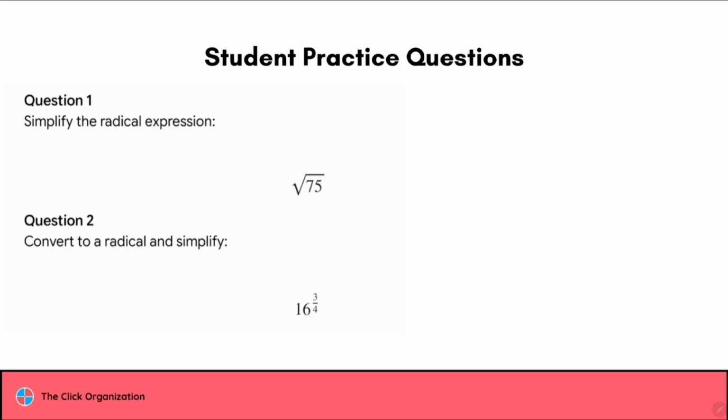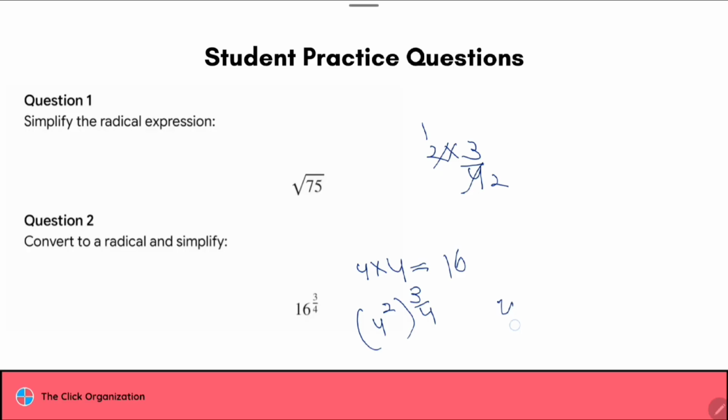Convert to a radical and simplify. A very simple and easy way on how to do this question is, we know that 16 is basically 4 times 4, right? So this can be written as 4 to the power 2, whole squared, times 3 to the power 4. Now, you can make 3 to the power 4 smaller, right? If you multiply 2 into 3 by 4, we know that 4 can be divided by 2, right? So we have 2 left and only 2 here. So we'll have 4 to the power 3 by 2.